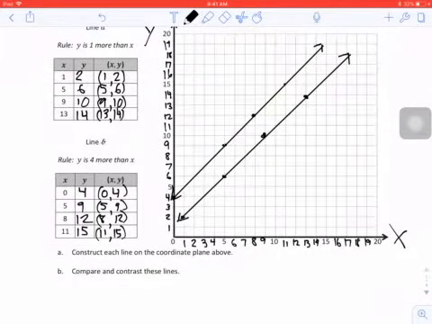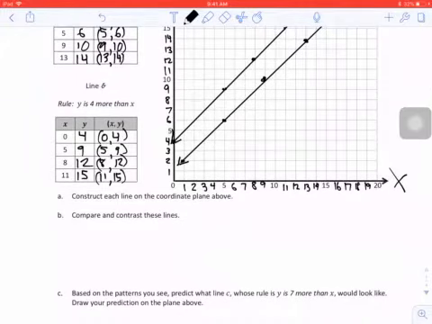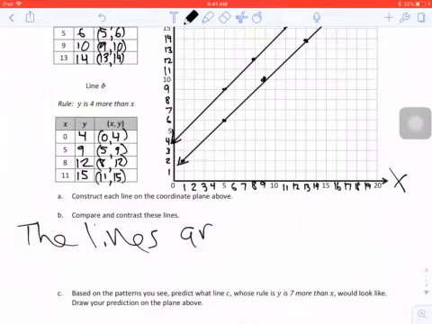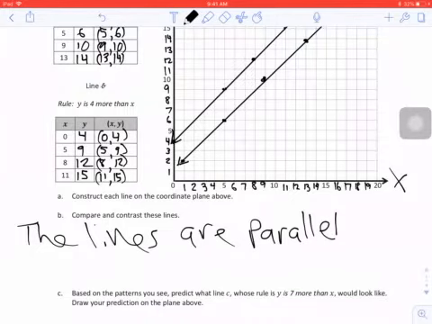Pause and go ahead and compare these lines. If you're thinking about all of the lessons that we've been doing on these, the first thing you might notice about these is that the lines are parallel. And once again, sorry about my crazy handwriting. I don't have a stylus, so it looks kind of funky, but we're all in this together, right?